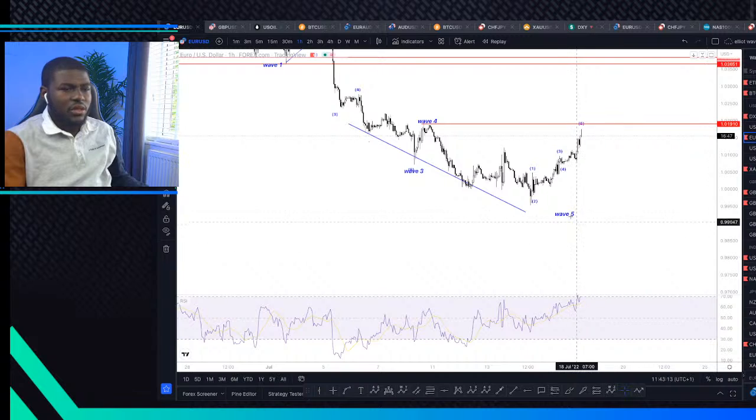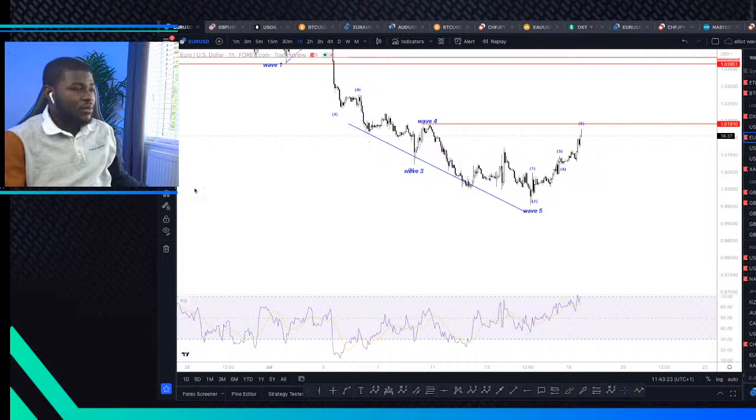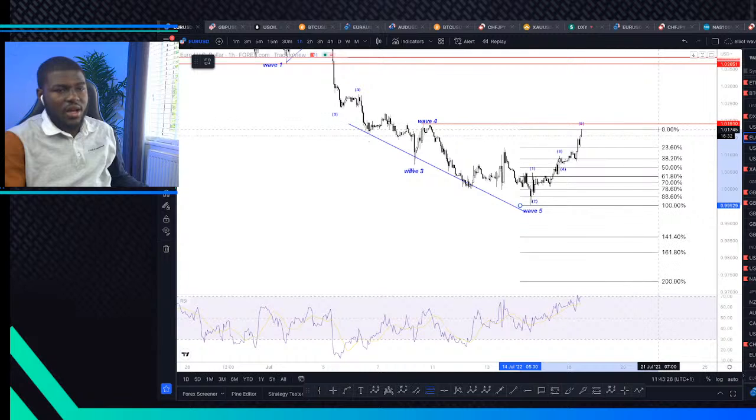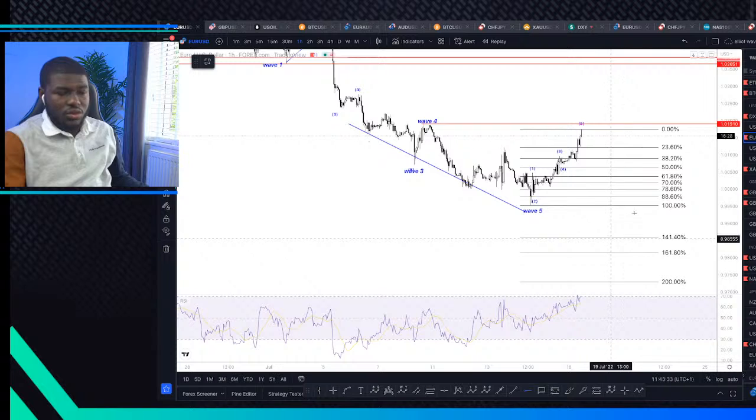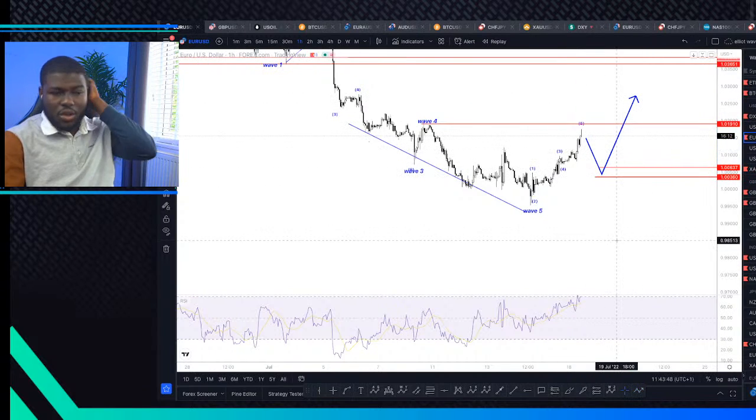Same thing for euro dollar, we are going to take our Fibonacci tool to measure from this very low up to this high, and try to spot our possible zones of reversal: 50.0%, 61.8%, and see if market is going to fall into that territory. Then we can join a buy position to the upside.